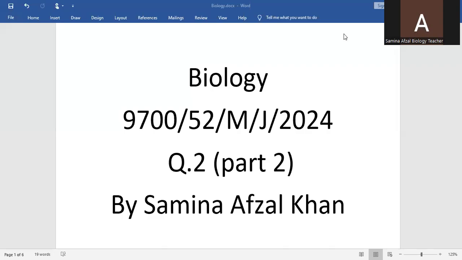A-level biology, 9700 paper 5 variant 2, May June 2024, question number 2.